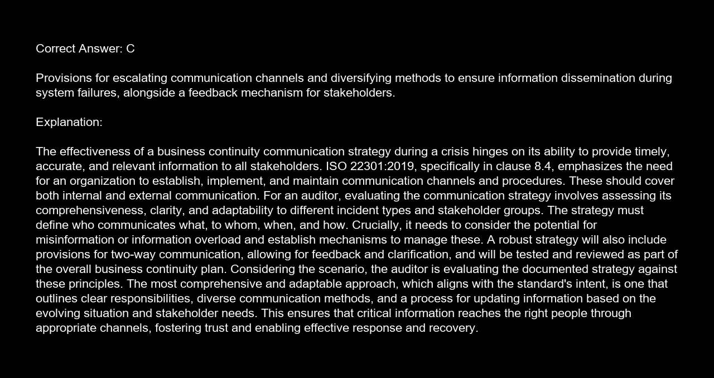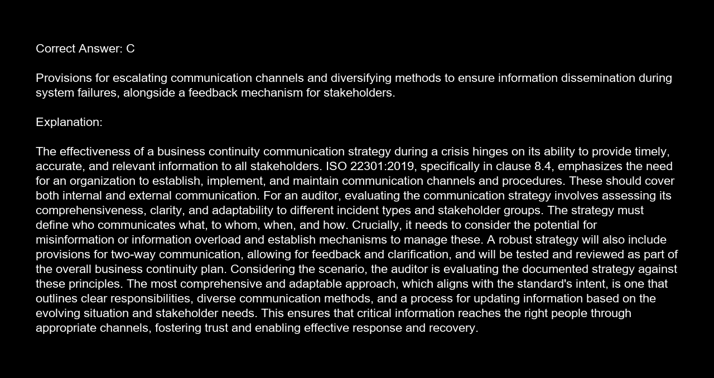The correct answer is C. Provisions for escalating communication channels and diversifying methods to ensure information dissemination during system failures, alongside a feedback mechanism for stakeholders. Explanation: the effectiveness of a business continuity communication strategy during a crisis hinges on its ability to provide timely, accurate, and relevant information to all stakeholders. ISO 22301:2019, specifically in Clause 8.4, emphasizes the need for an organization to establish, implement, and maintain communication channels and procedures. These should cover both internal and external communication.